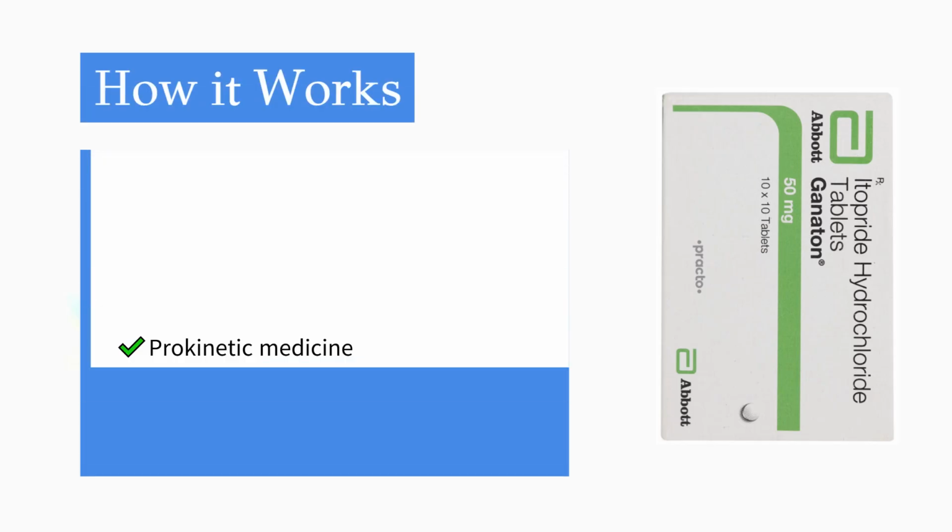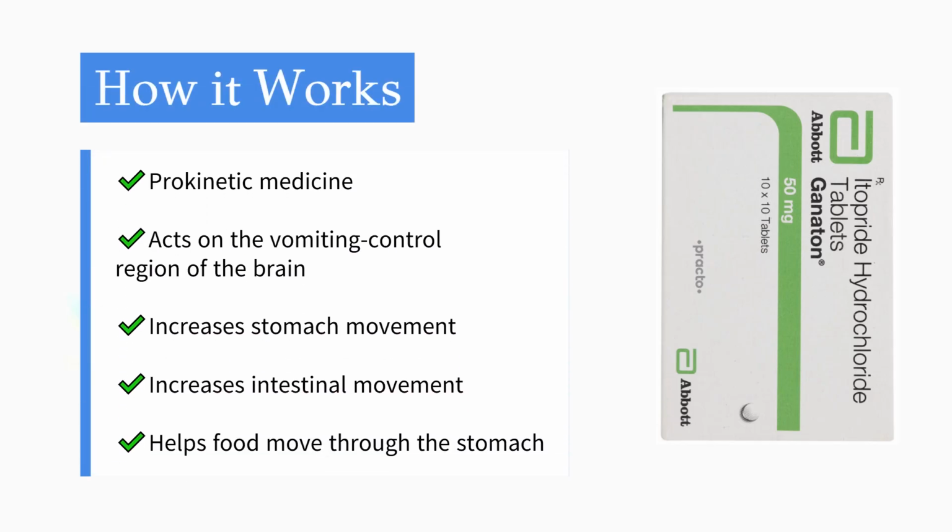How it works. Ganaton Tablet is a prokinetic medicine. It works on the region of the brain that controls vomiting. It also acts on the upper digestive tract to increase the movement of the stomach and intestines. This allows food to move more easily through the stomach and helps relieve symptoms such as nausea and vomiting.